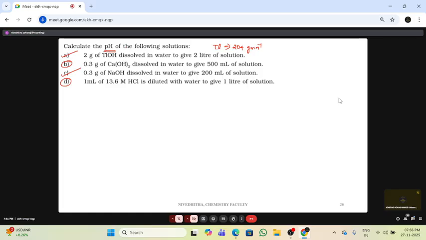And the third question is very simple. They are talking about sodium hydroxide. They've given you the weight and the volume of the solution; calculate the concentration, and finally the pH of the solution. Okay, fine. Shall we move on to the next pattern?